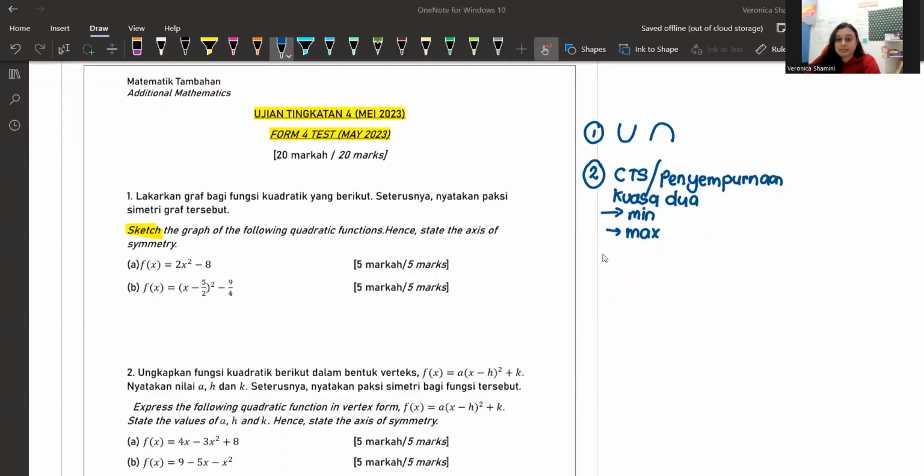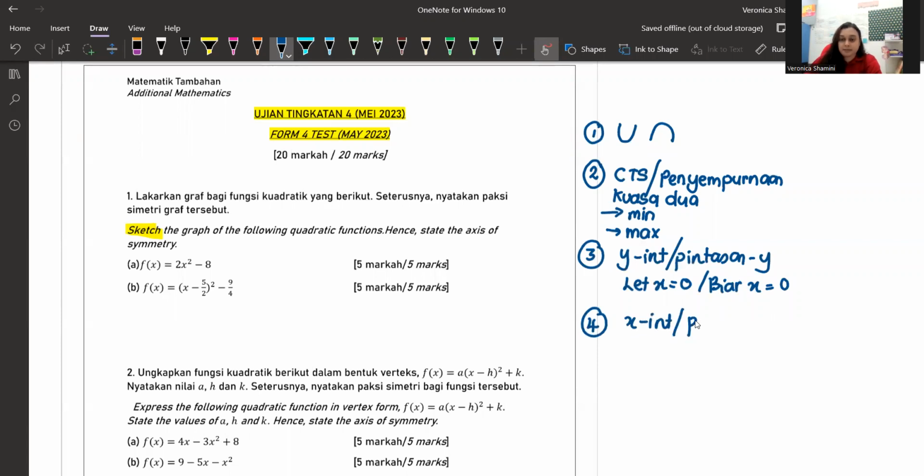Okay. Then the third step is cari pintasan Y, your y-intercept. How to find this? You must let x equals to 0. Biar x sama dengan kosong. Now you all got teacher's notes, right? Or my students, you got my notes, so you know what you're supposed to do. The fourth one, x-intercept, pintasan x. How to find this? You must let y equals to 0. Biar y sama dengan kosong. Then the last step, you sketch your graph.